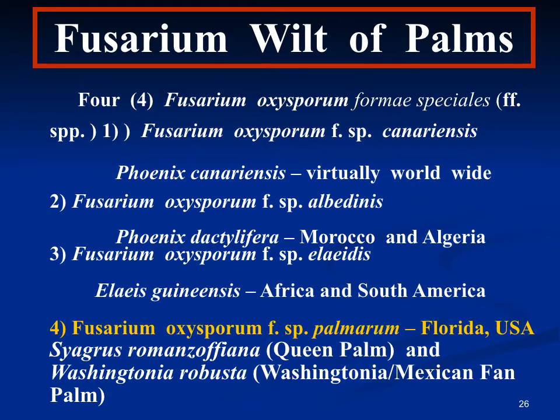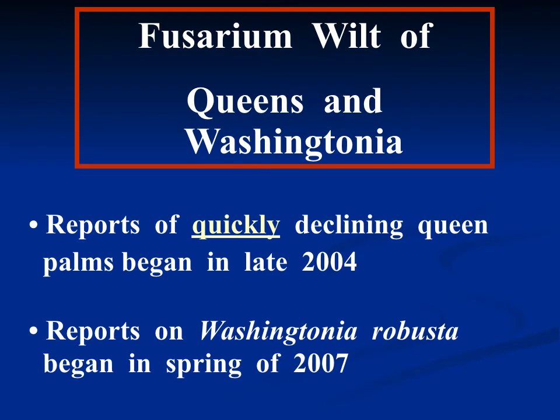Then we have Fusarium oxysporum, forma specialis, now it's called palmarum. Wow, what's in a name? And it was found here in Florida in the early 2000s. And it goes after our queen palms and our Washingtonians. So, Fusarium wilts of queen palms and Washingtonian palms. We got a lot of reports in late 2000 of queen palms quickly declining.